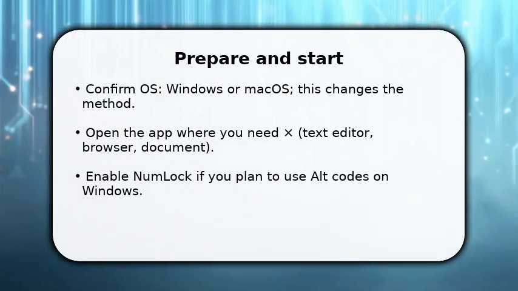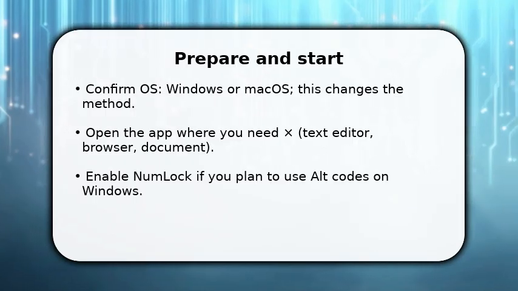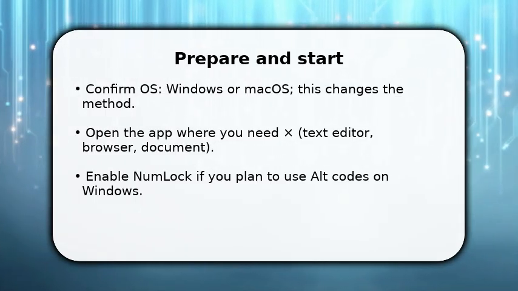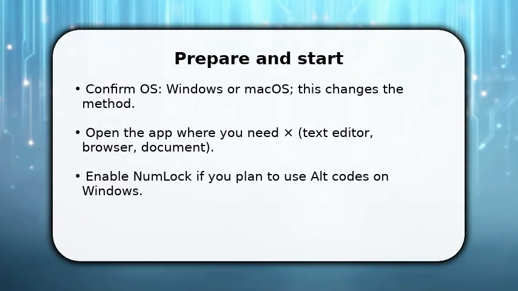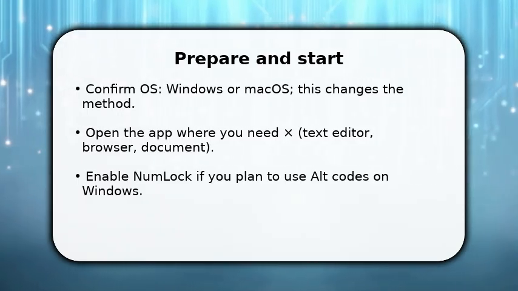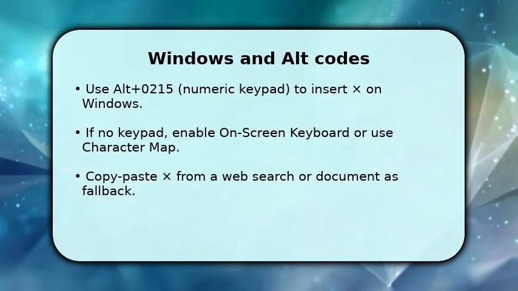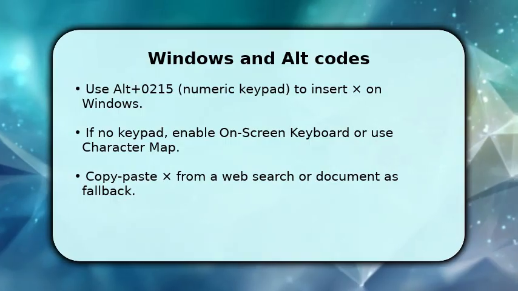Once done, place the cursor where the multiplication sign is required and keep your hands near the keyboard. This saves time when switching between methods. You can type the multiplication sign on Windows with Alt plus 0215 using the numeric keypad. Hold Alt, type 0215, then release.